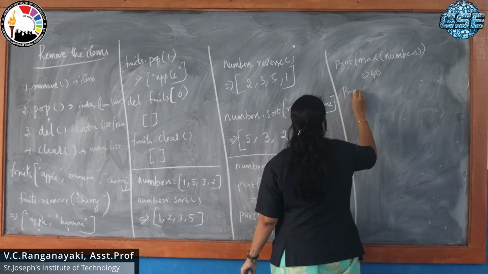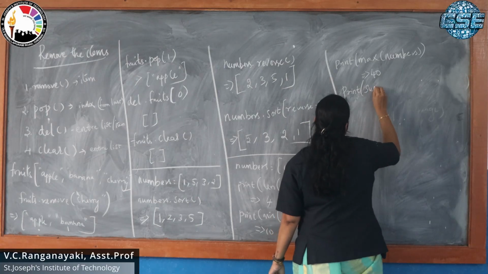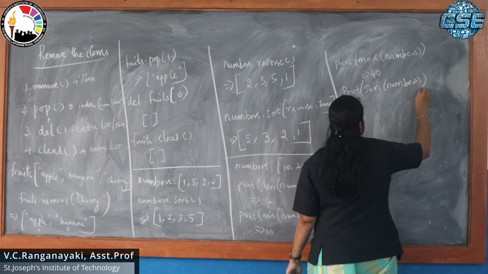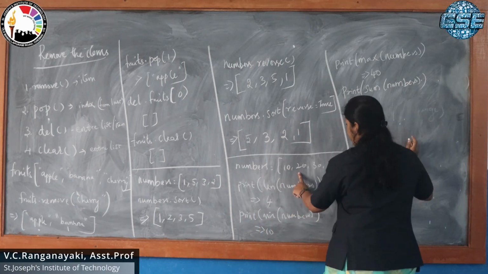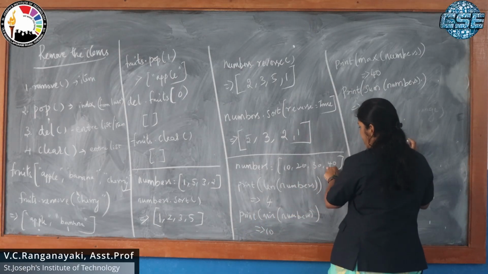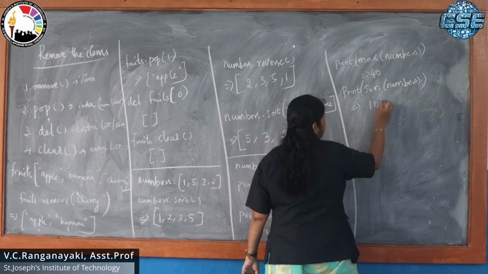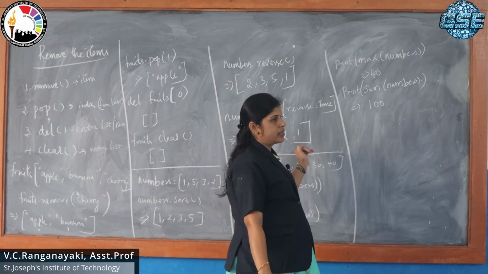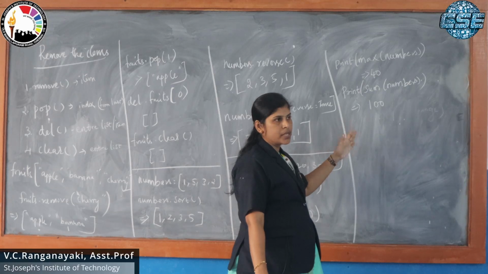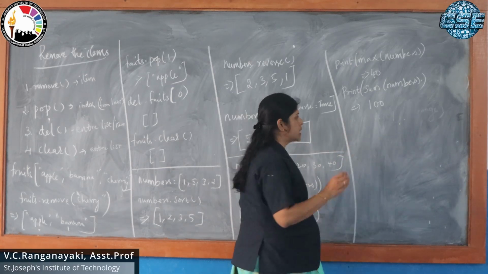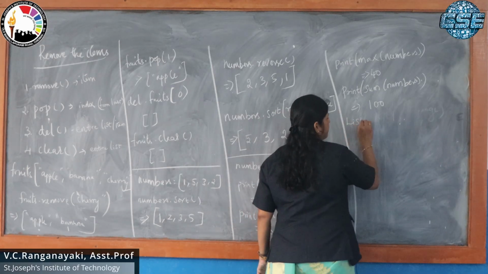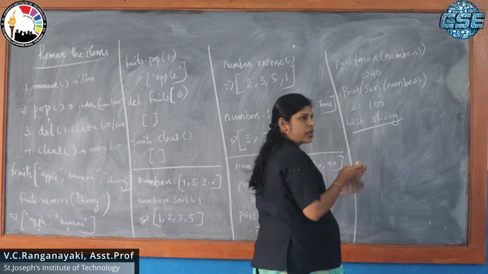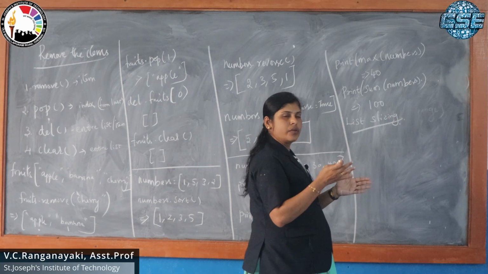I want to get the sum. Print sum of numbers. What will be the sum? 10 plus 20 plus 30 plus 40, 100. The output will be 100. This is how to find the length, minimum, and maximum of numbers. One more important thing is slicing, list slicing. List slicing is like wherever we want to cut, we slice the list.